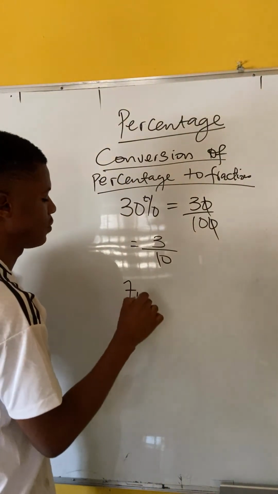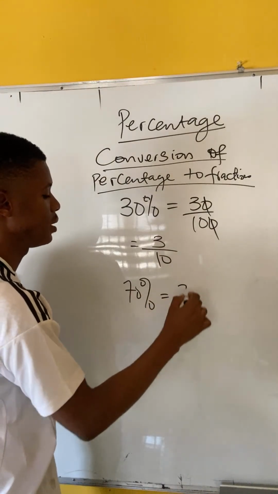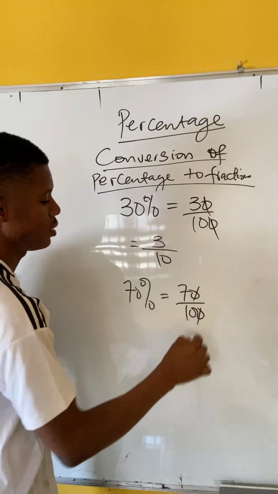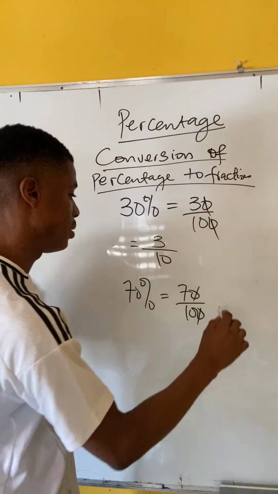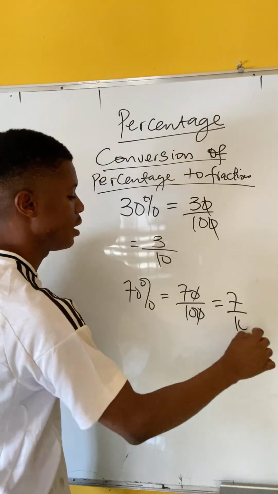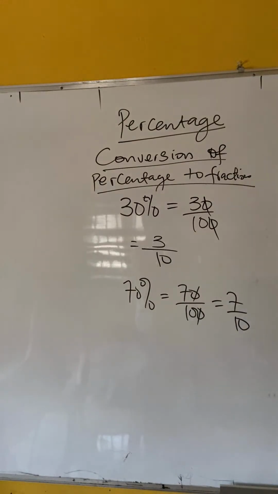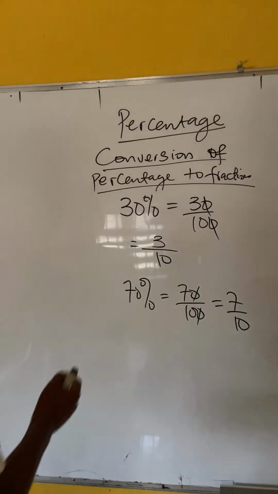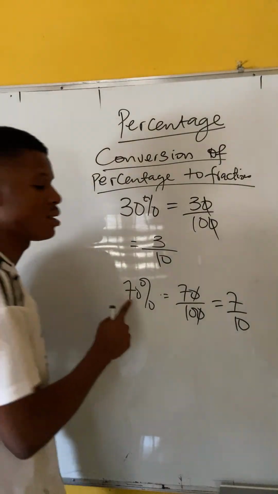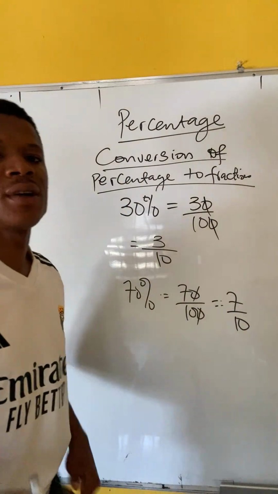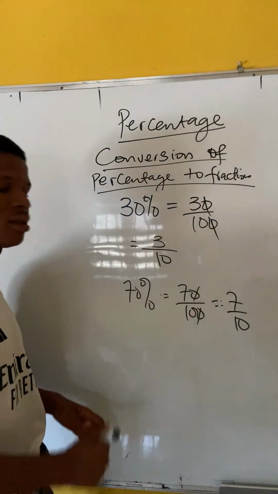Let's look at the next one, 70%. If you have 70%, this is 70 over 100. So you cancel out the 0, that's divided by 10. You are left with 7 over 10. Are you following? So this is how we convert percentages to a fraction. That means 70% is the same thing as 7 over 10. So doing the conversion is very, very easy. Are you getting me?